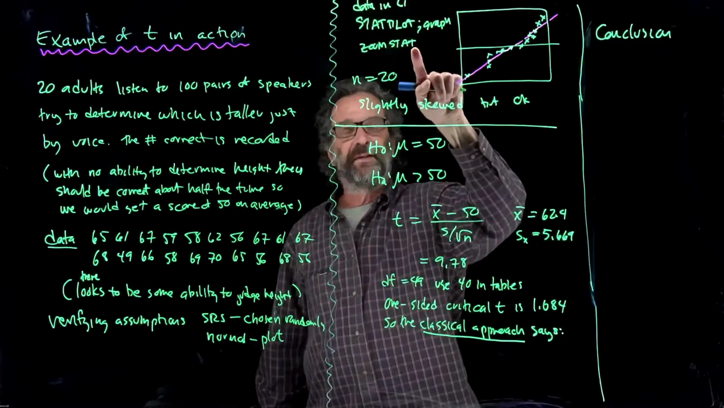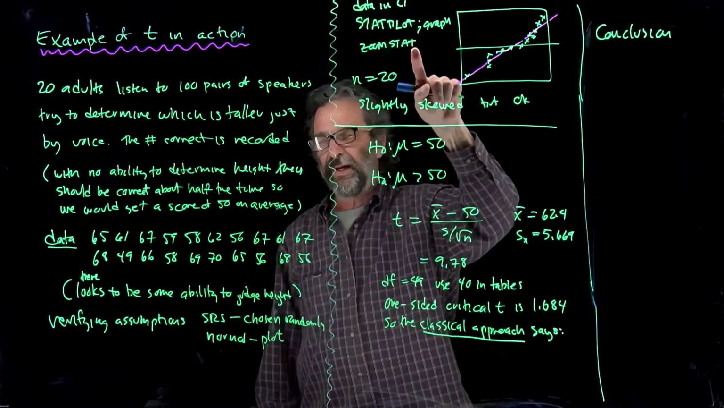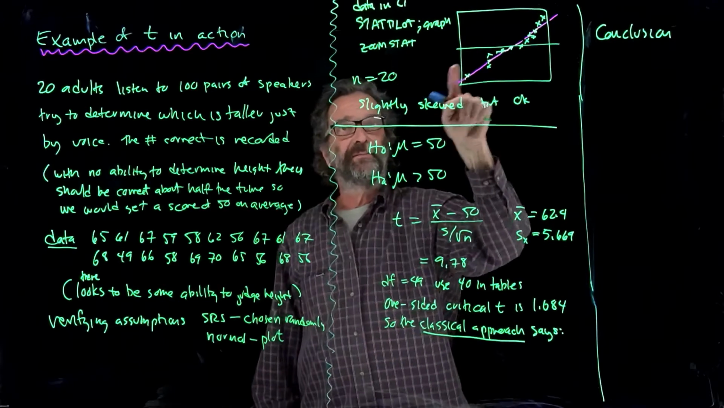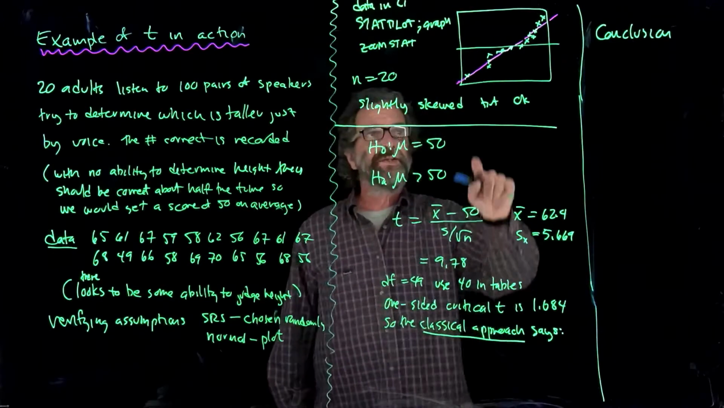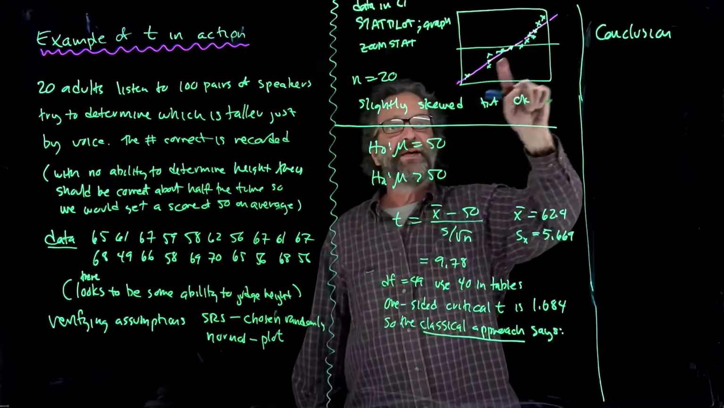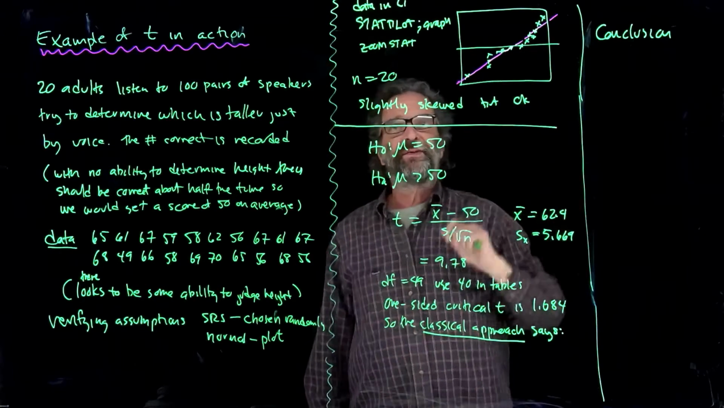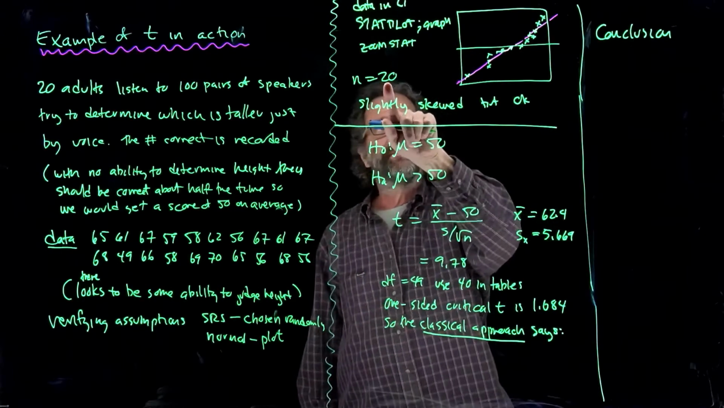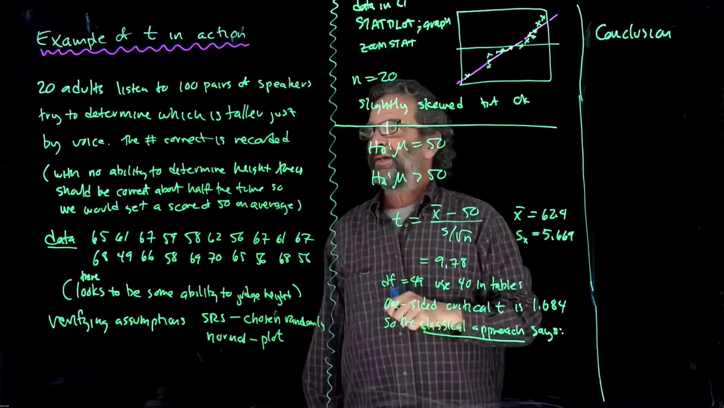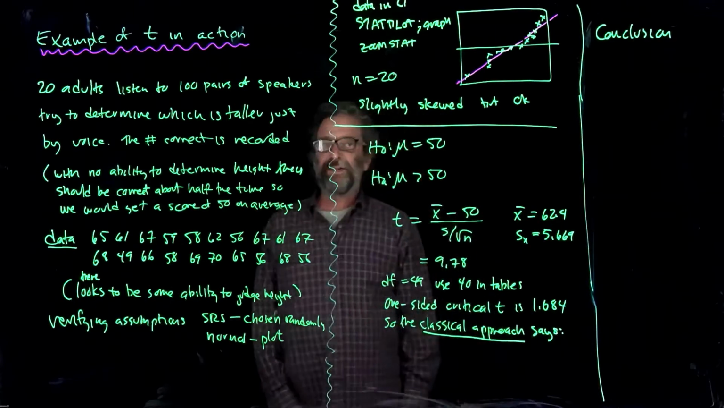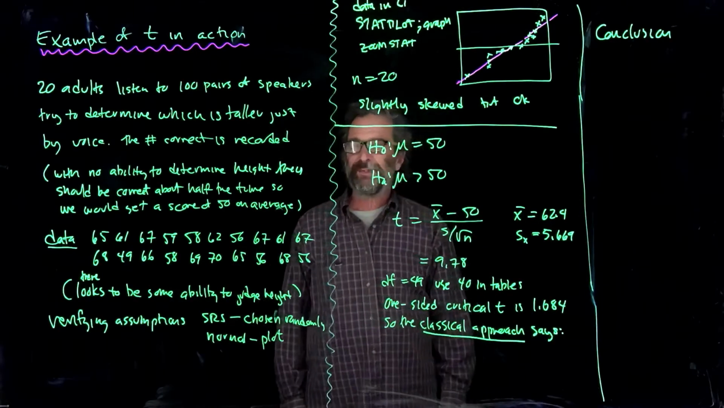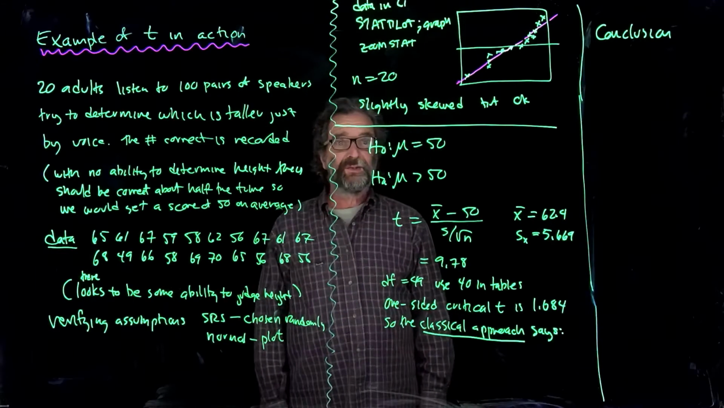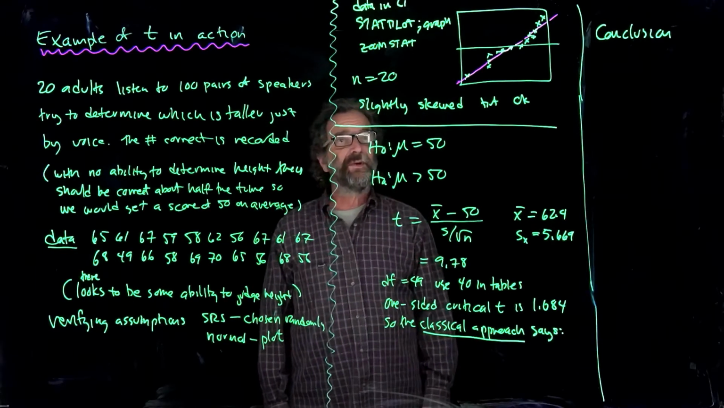Then the picture comes up, but it's at the wrong size window. I hit zoom stat. I get this window. So I see a slight curve this way, so that would say a slight left skew to the data, but n is 20, which is pretty big, and T tolerates mild skewness pretty easily, especially with sample size 20. So we're going to go ahead and use a t-test on this data.